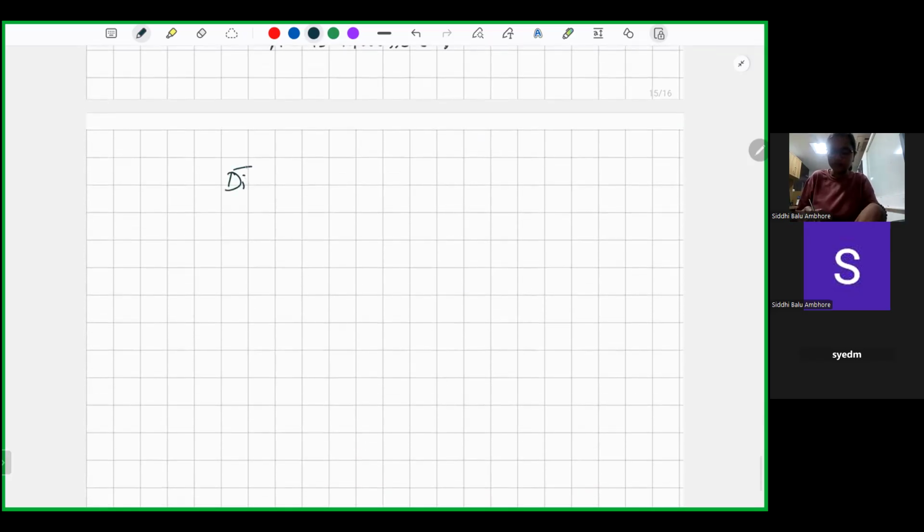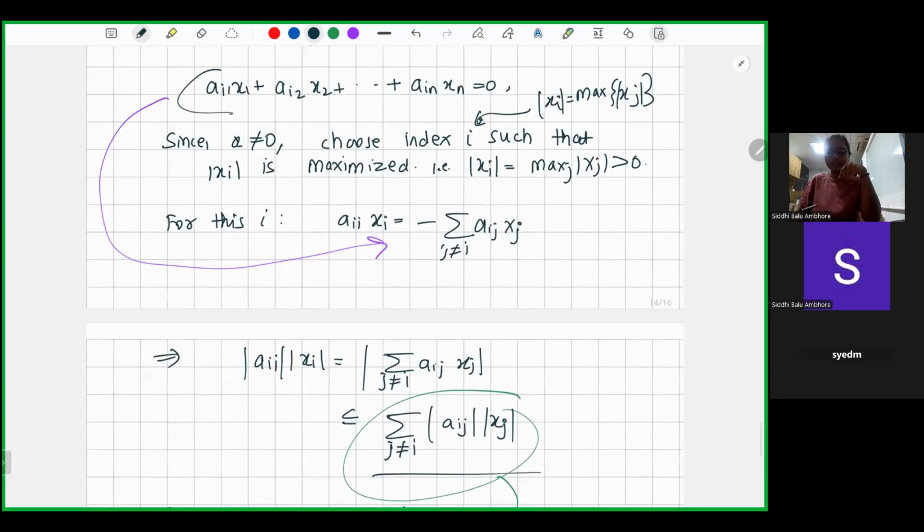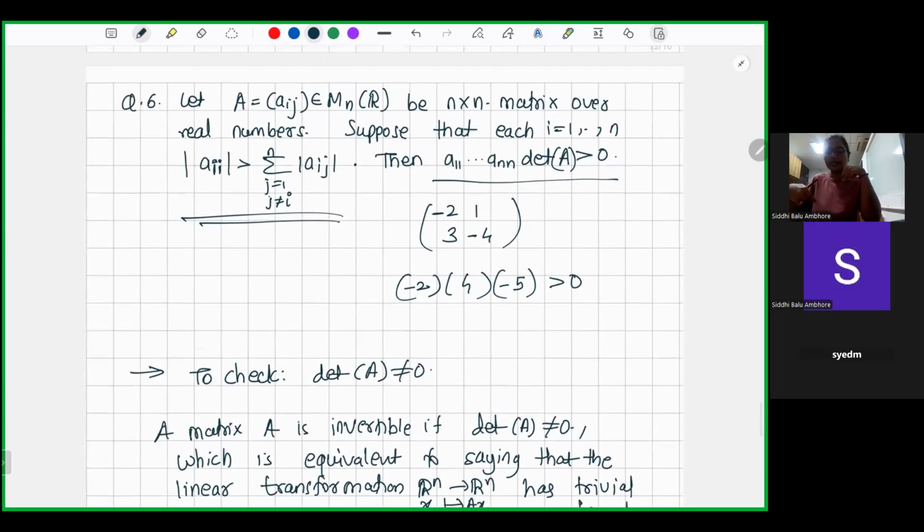We define this disk as z in C such that |z - a_ii| is less than or equal to the summation over j not equal to i of |a_ij|. And we show that this one does not contain the origin. You can try doing this, okay? It will take some time. We have one session tomorrow, so maybe we can discuss this in detail tomorrow. But for now, understand that the disks are defined there.